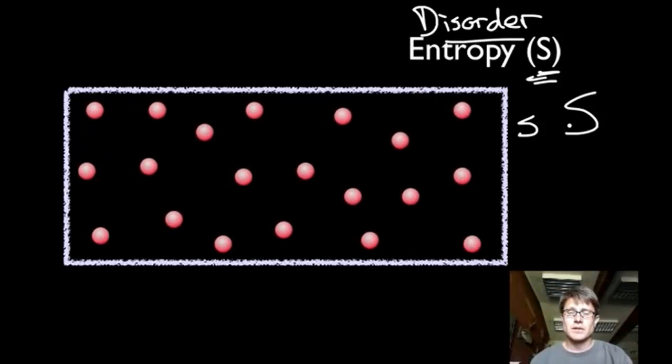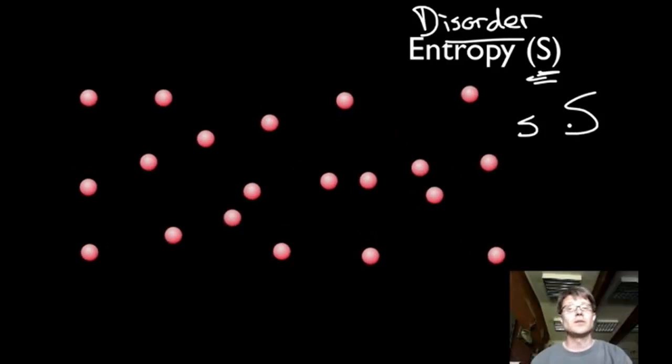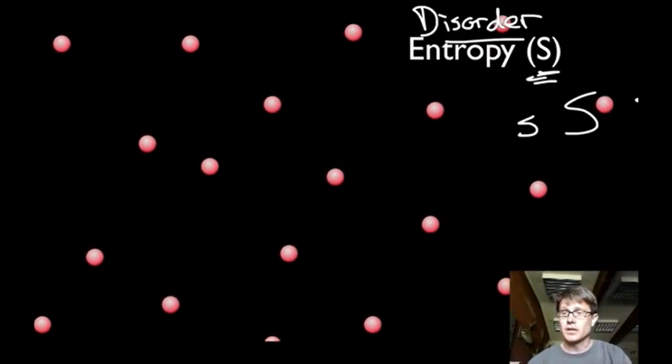And so what happens through diffusion, or in this spontaneous reaction? Well, let's say I remove this wall. What's going to happen now? We're going to get even more disorder. So we're going to get an even bigger S value. And so in this spontaneous reaction, it looks like the S value is increasing.